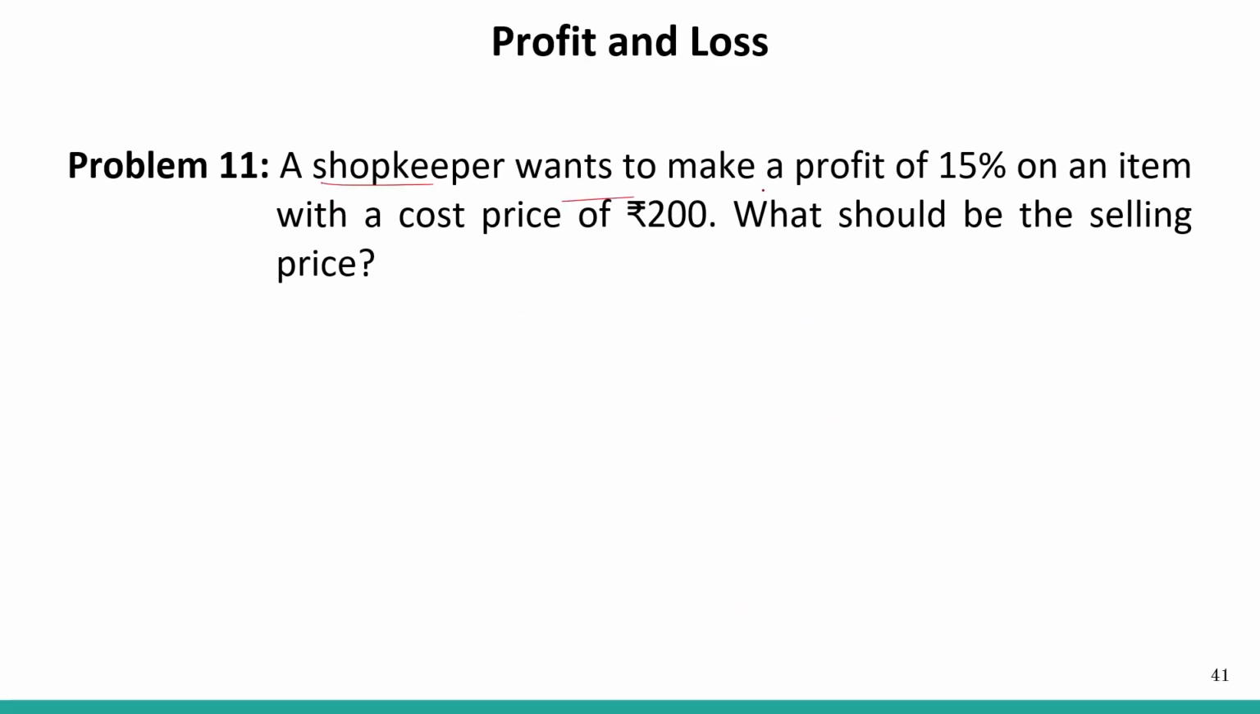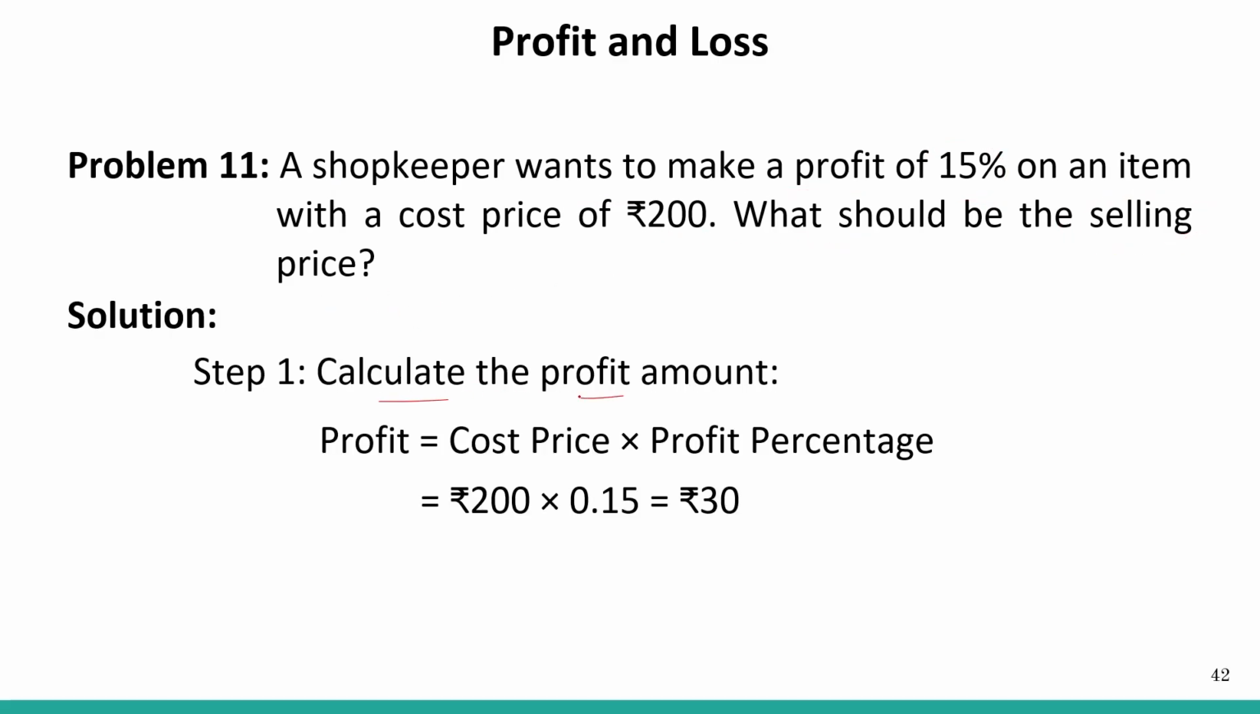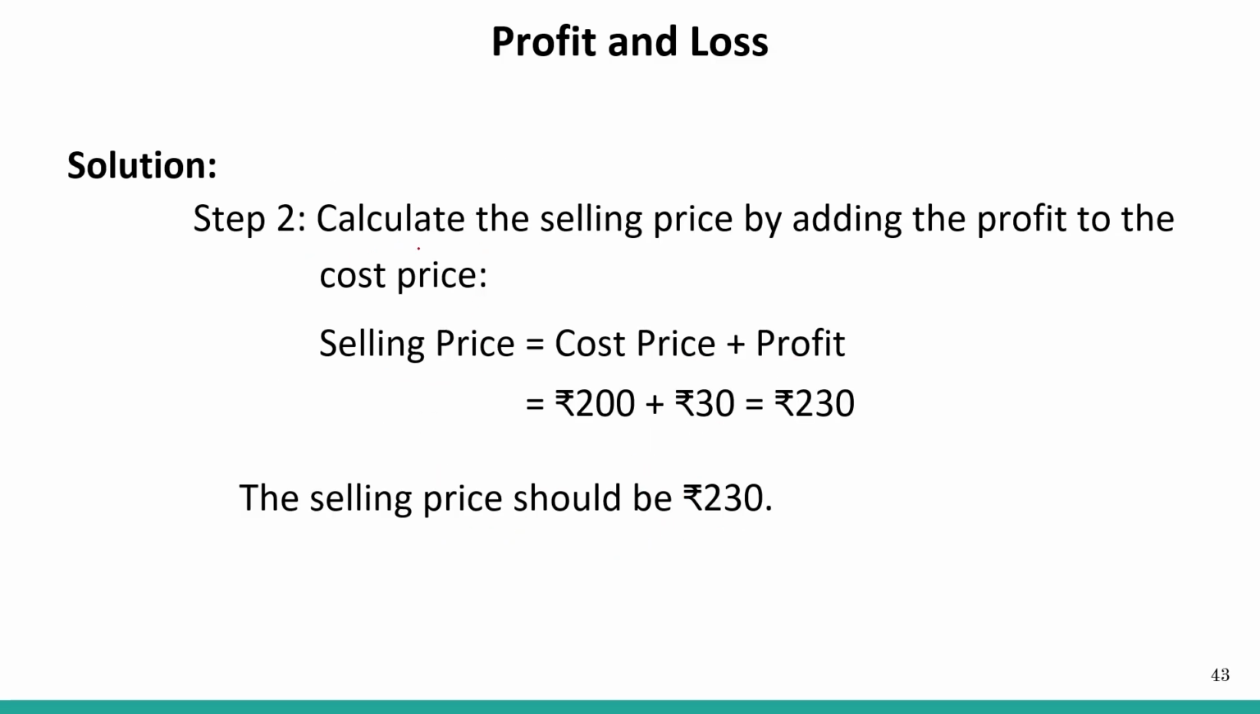So a shopkeeper wants to make a profit of 15% on an item with a cost price of 200. So what should be the selling price? Okay. So calculate the profit amount. So profit is equal to cost price into profit percentage. That is 200 into 0.15 is equal to what? 30 rupees, right? So step 2 is calculate the selling price by adding the profit to the cost price.